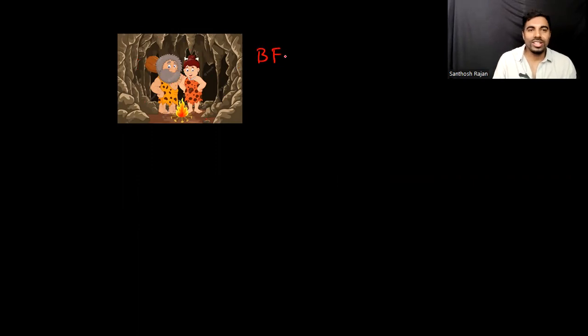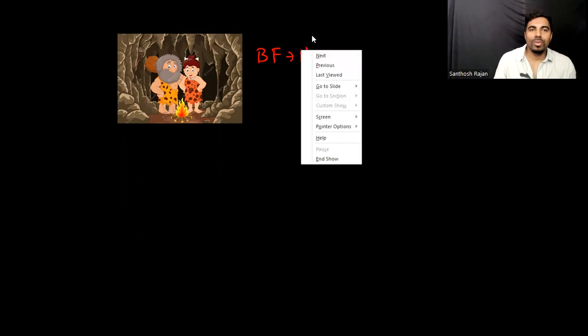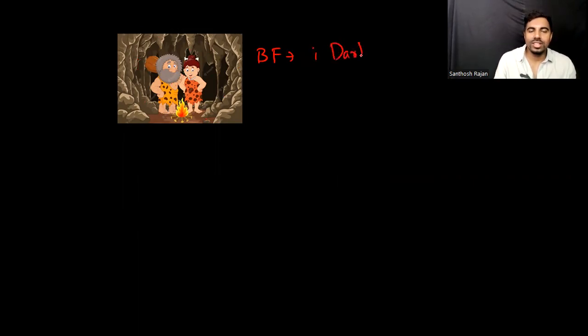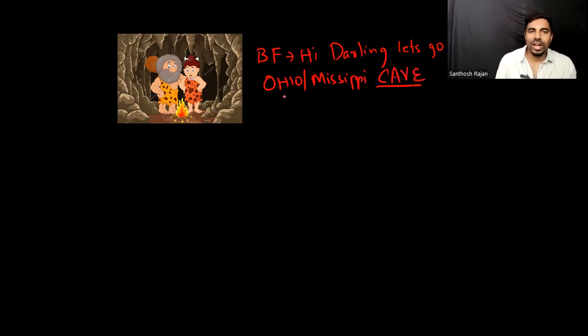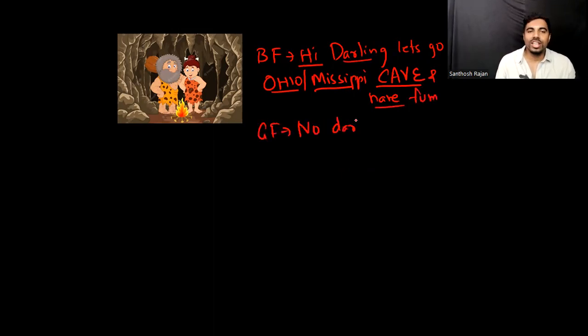Inside the cave. Boyfriend says to girlfriend, hi, every point is important. Hi, darling. He says, hi, darling, let's go to Ohio, Mississippi cave and have fun, darling. Boyfriend and girlfriend are both here. No, darling. She's saying, no, darling. There is a bat in the cave.